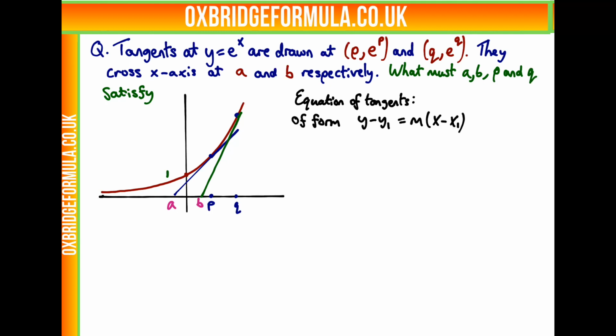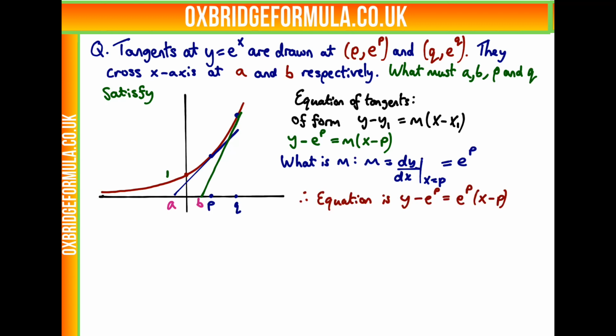Well, they must be of the form y minus y1 equals m times (x minus x1), where (x1, y1) are known coordinates that the tangent goes through, and m is the gradient. So in this case, for this blue curve, it's of the form y minus e to the p equals m times (x minus p). What is m in this case? Well, m is the gradient of this line, but the gradient of the tangent is precisely the derivative of our curve evaluated at x equals p, which is e to the p, as the derivative of e to the x is itself.